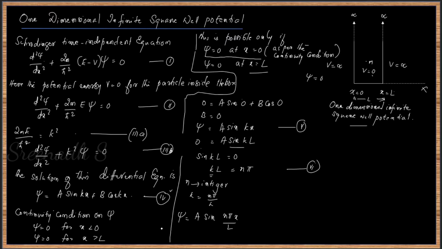Here, if we have n is equal to 0, what will be the value of psi? If n is equal to 0, psi also becomes equal to 0. That is also impossible. Then what will be possible? So therefore, n is a non-zero integer. We will not be able to take n as having zero value.